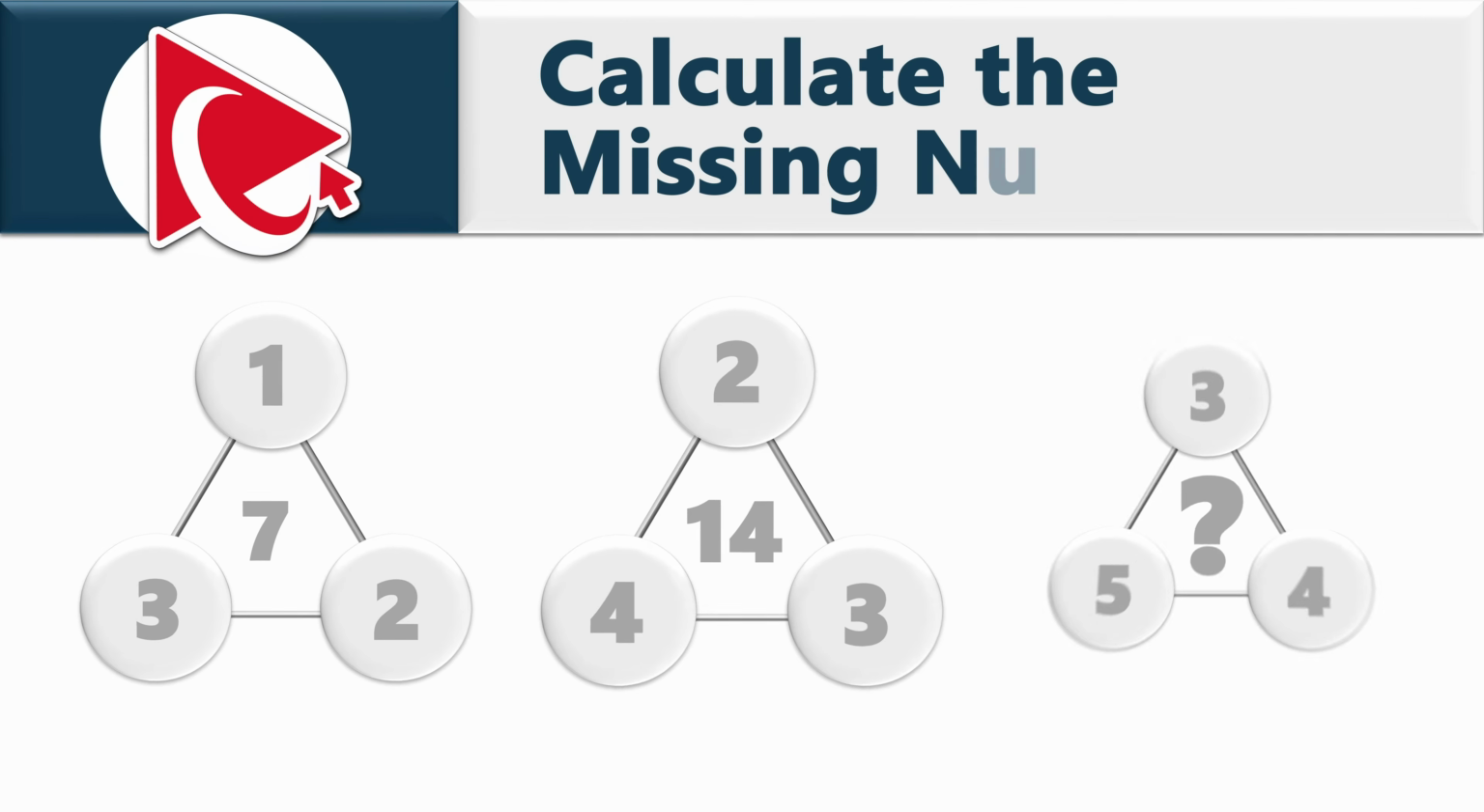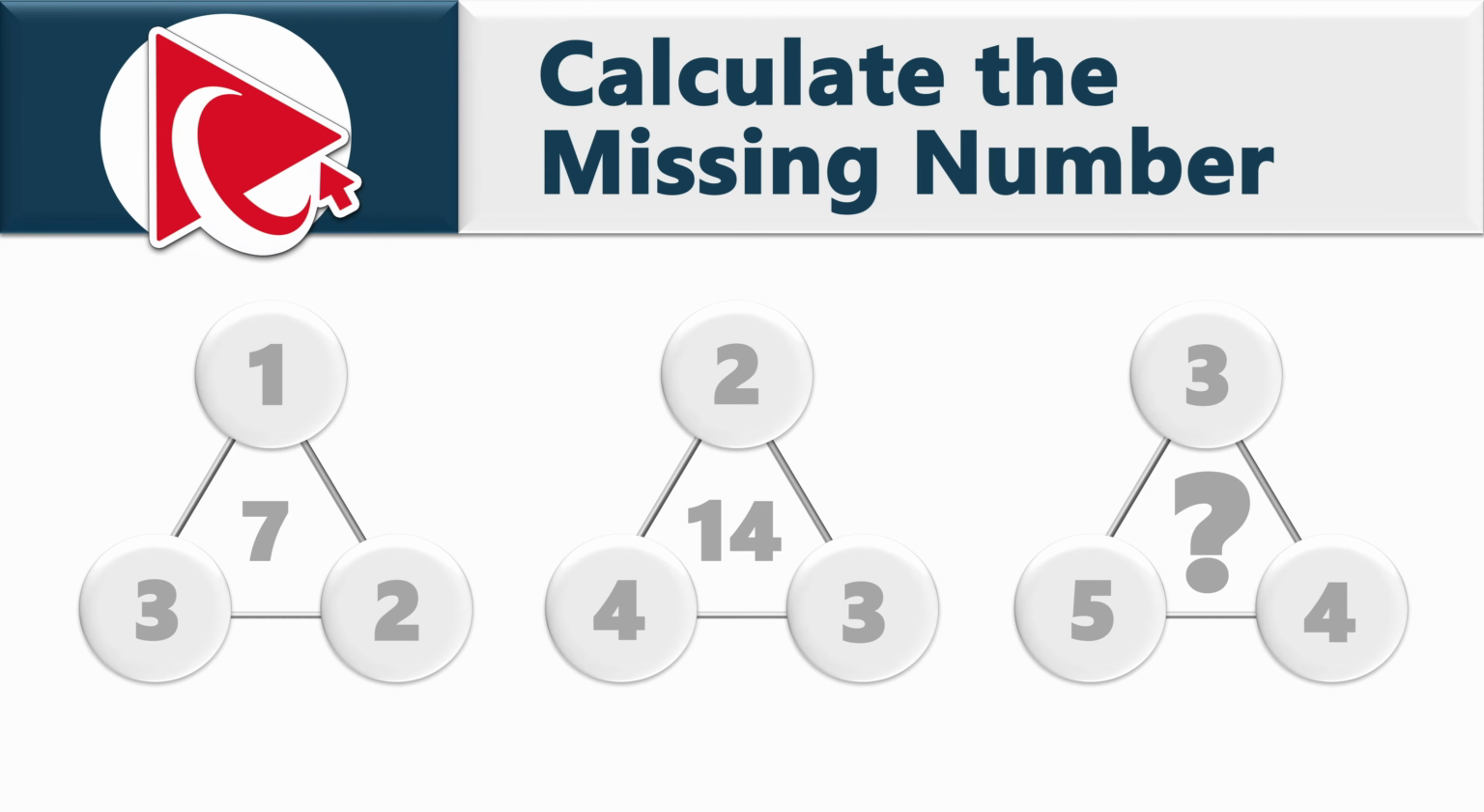You're presented with 3 triangles. Each triangle has surrounding numbers on the outside and a number in the middle. The first triangle has numbers 1, 2, 3, and then number 7 in the middle. The second triangle has numbers 2, 3, and 4, see the pattern? And then number 14 in the middle.